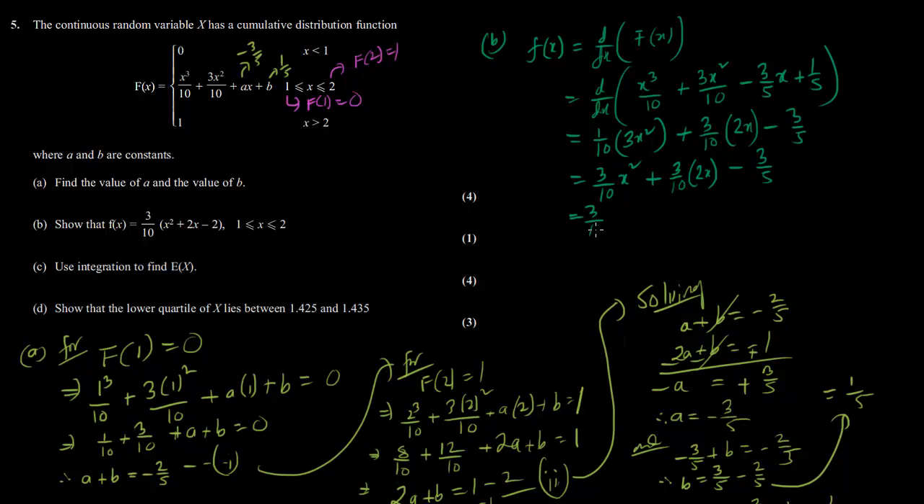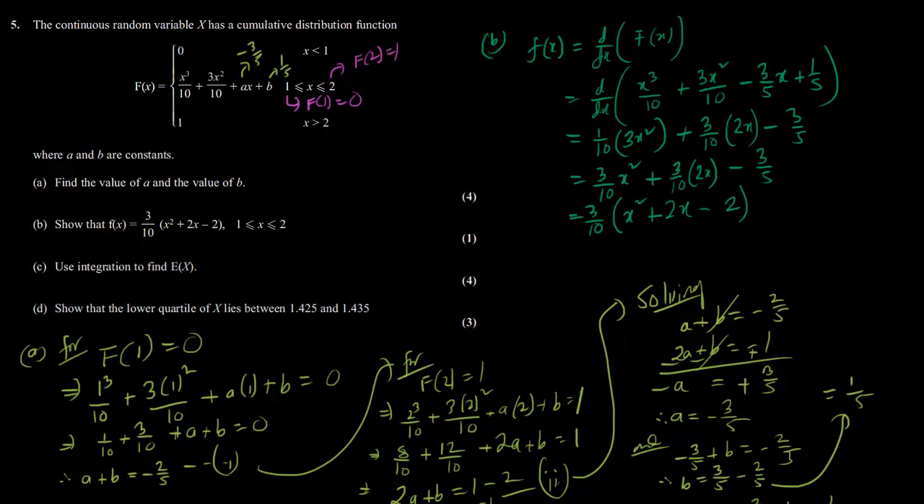So if we take 3 by 10 common, it would be x squared plus twice x minus 2. We have to write 2 over here, so that when we multiply this, it all becomes minus 3 by 5. Now that's what we have done. We have shown that we don't have to define it. If we had to define it, we would have to write it in a different way with the complete range and everything. So question number C is: use integration to find the expected value.